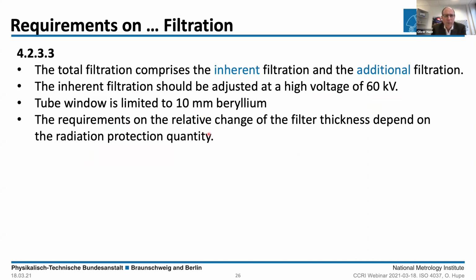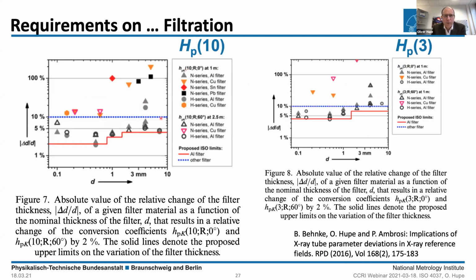And the requirements on the relative change of the filter thickness depend on the radiation quality, the same as for the high voltage I've shown. We can do it for the filtration as well, depending on the thickness of the filter and the series. That means the type of filter, if it's aluminum, copper, tin, or lead. You will have different requirements for the different quantities. And from this, we find some requirements taken into the ISO.